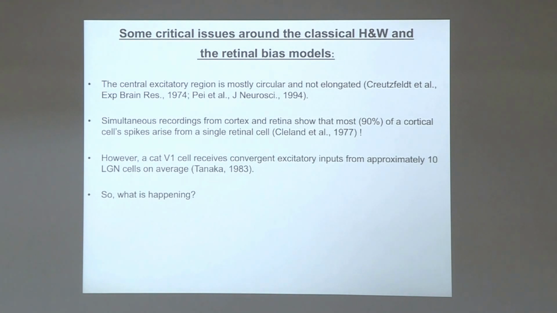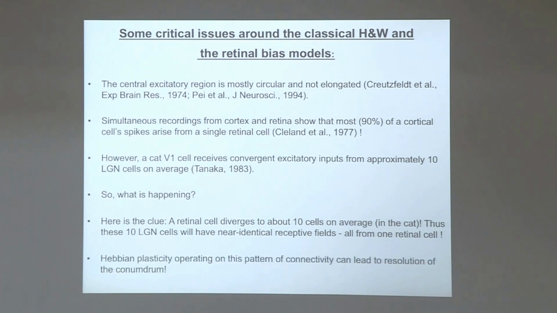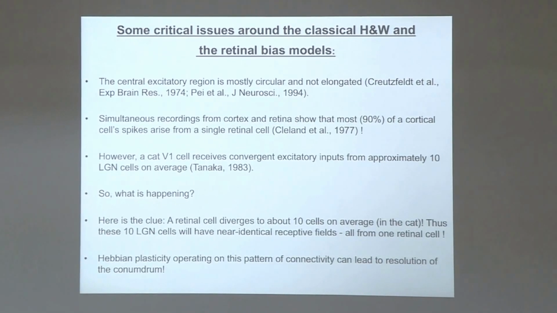Now, the clue is this. A single retinal cell diverges to about 10 cells on average. So these 10 geniculate cells will have identical receptive fields. This is again different for different cell types. There are different cell types in the retina, X and Y, but I'm talking generally. This comes from one retinal cell. Now, Hebbian plasticity operating on this pattern can solve a conundrum.